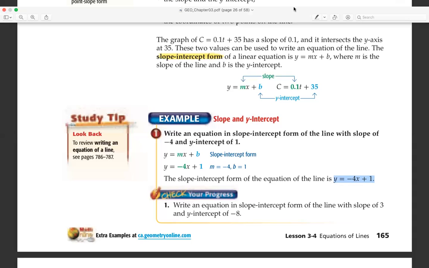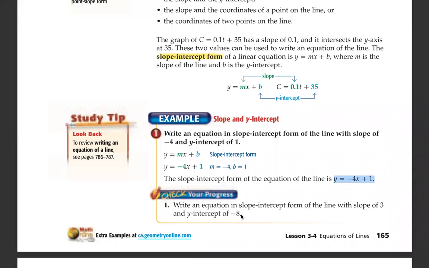So how do we write the equation for this line here? Write an equation in slope-intercept form of the line with a slope of 3 and a y-intercept of -8. So we have to identify first what is our m. M, slope, is 3. What about the other given? B is equal to -8.